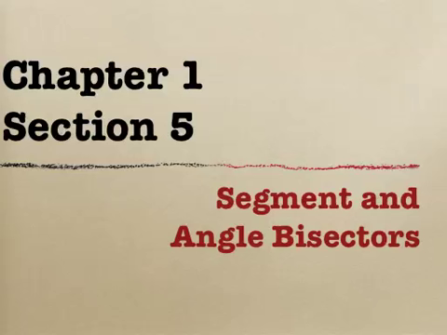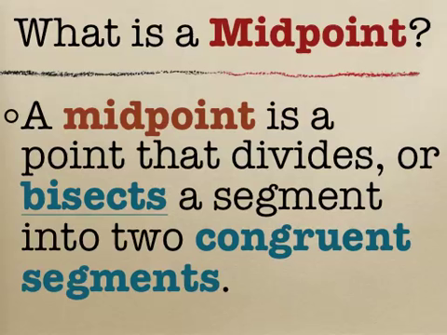Chapter 1, Section 5, Segment and Angle Bisectors. The first thing we need to talk about is what is a midpoint. A midpoint is a point that divides or bisects a segment into two congruent segments. Notice a bisect means to cut into two congruent segments.